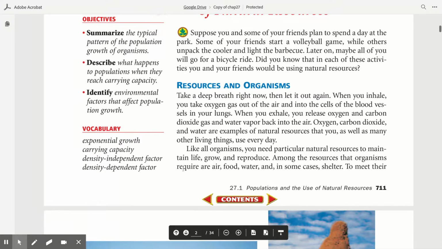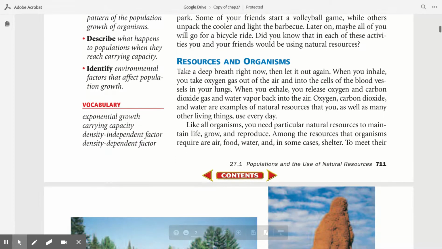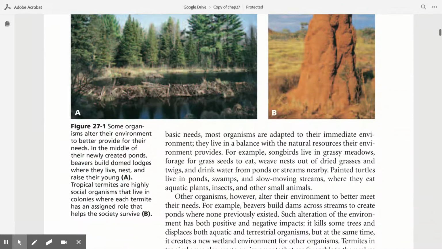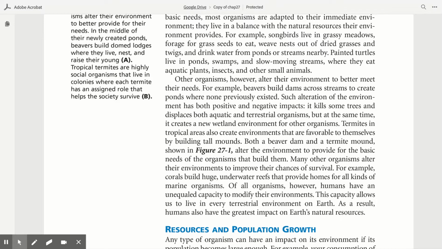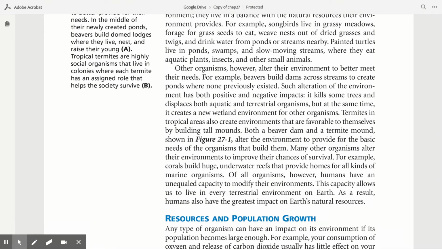Among the resources that organisms require are air, food, water, and, in some cases, shelter. To meet their basic needs, most organisms are adapted to their immediate environment. They live in a balance with the natural resources their environment provides. For example, songbirds live in grassy meadows, forage for grass seeds to eat, weave nests out of dried grass and twigs, and drink water from ponds or streams nearby. Painted turtles live in ponds, swamps, and slow-moving streams where they eat aquatic plants, insects, and other small animals.